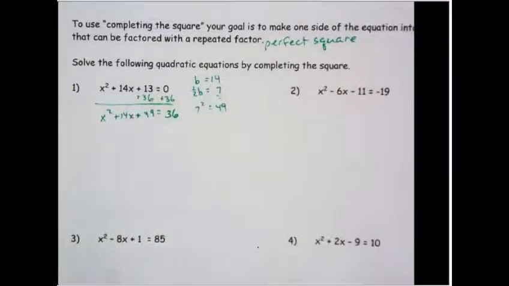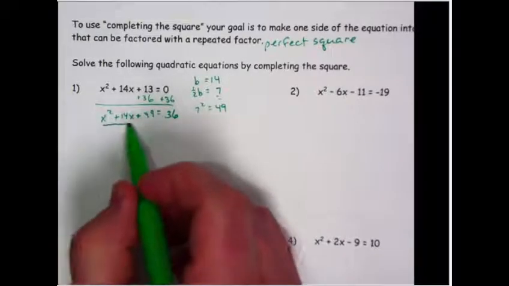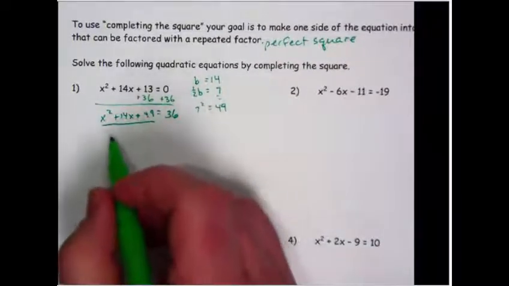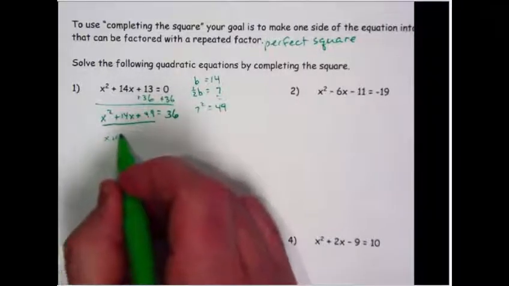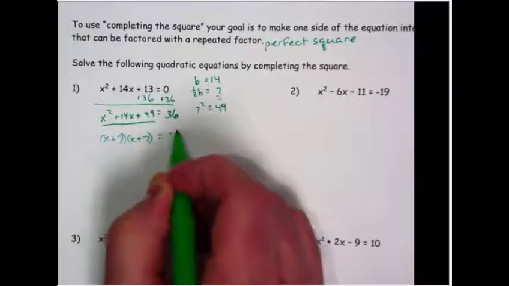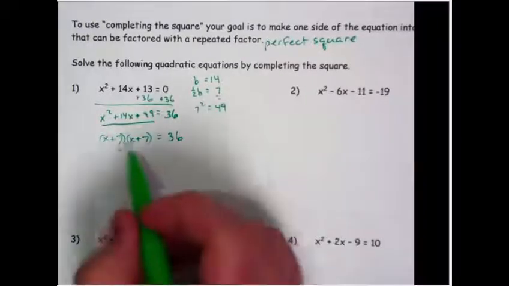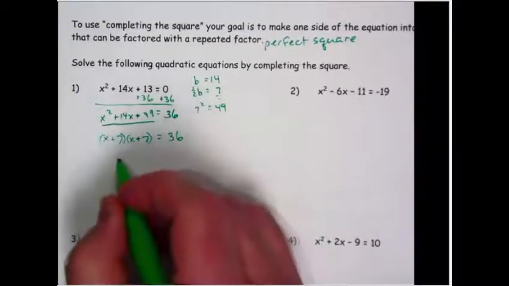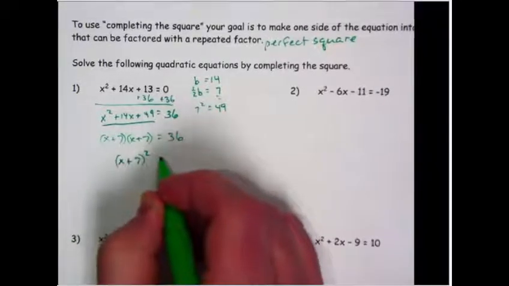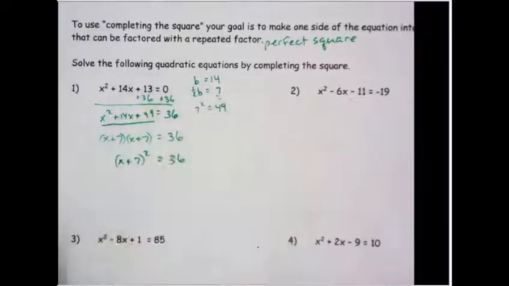Okay? Now, if you look at that left side, what are the numbers that multiply to 49 that add to 14? Well, that's 7 and 7. So this would be x plus 7 times x plus 7 equals 36. That right there can actually be written as a square, so it would be x plus 7 squared equals 36. And now we have just completed the square.